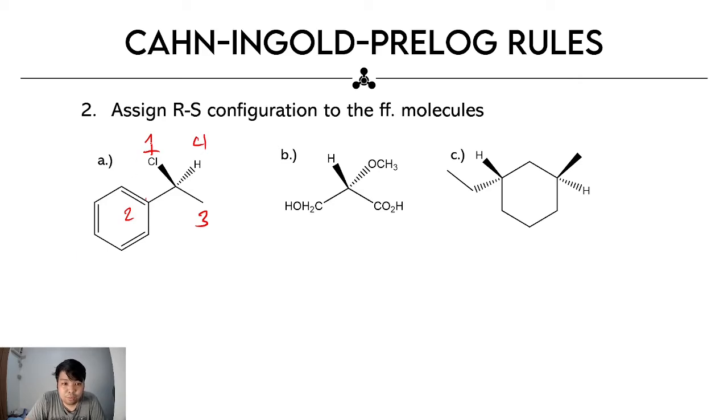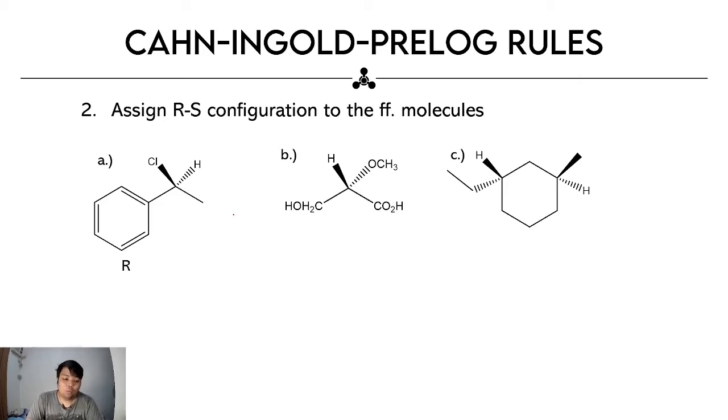So since number 4 is already at the back, we can draw the arrows here, and based on the direction, that is a clockwise direction, so the compound will be R. So this is a clockwise direction, therefore the configuration of the compound will be R. So let's proceed to the next.